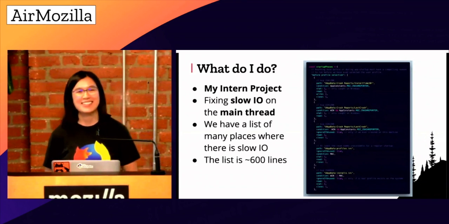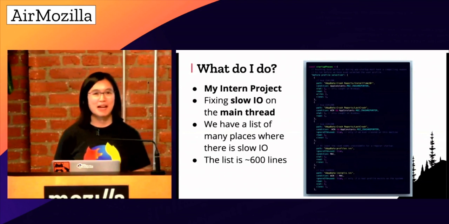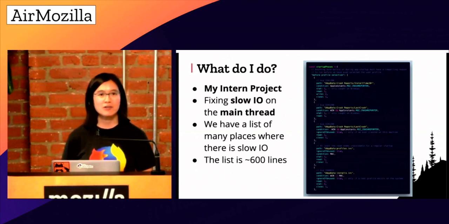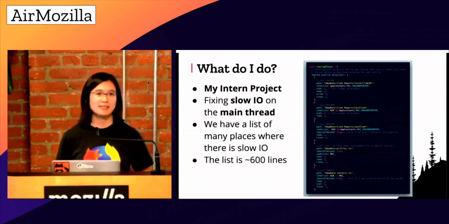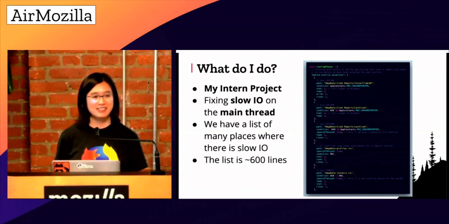Okay, what did I do? My intern project. I've been working on fixing slow I/O on the main thread. Our team has compiled a list of many places where slow I/O is happening. As you can see on the slide, there's a snippet of the list. It's about 600 lines long, so there's many, many places to improve slow I/O.